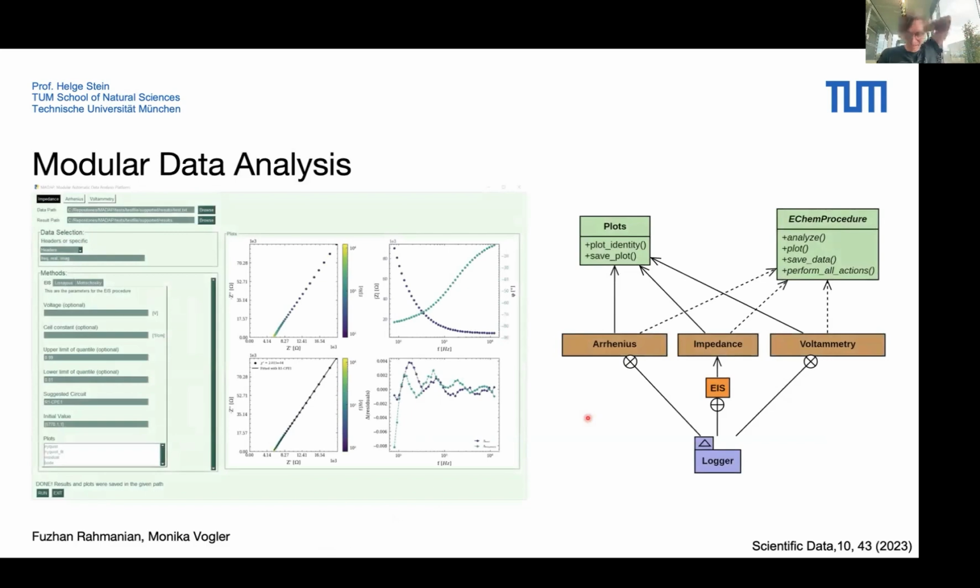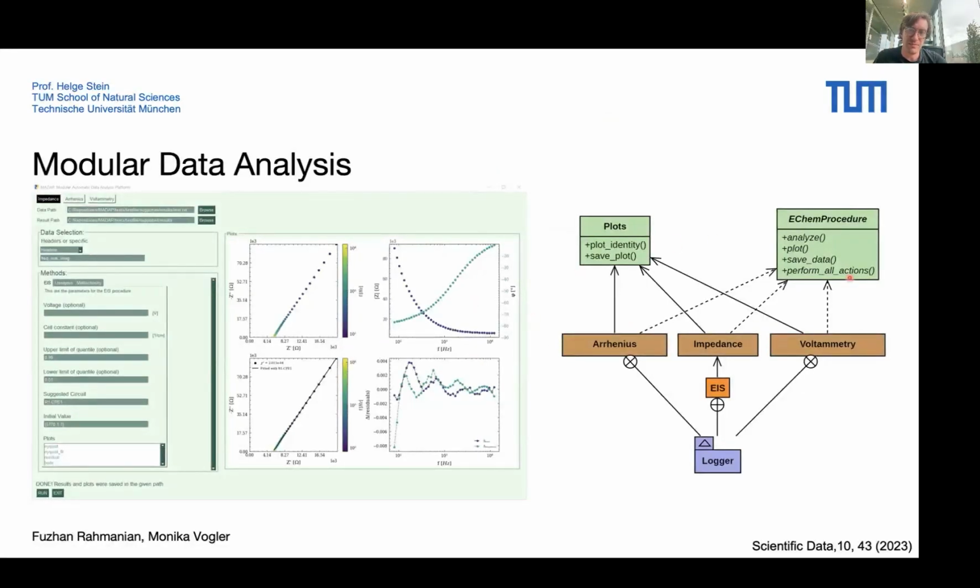Now, having an automated robot is one thing. Being able to take a lot of data is another thing. Actually, much more complex is keeping track of your analyses. And to this end, Fujan, one of my PhD students, wrote this modular data analysis package, so MADAP. It's an open source software.